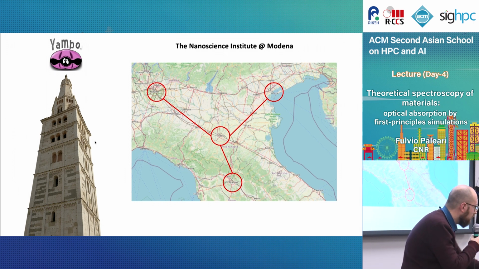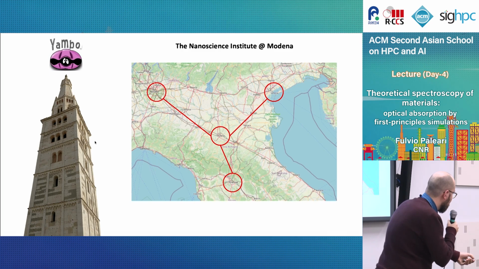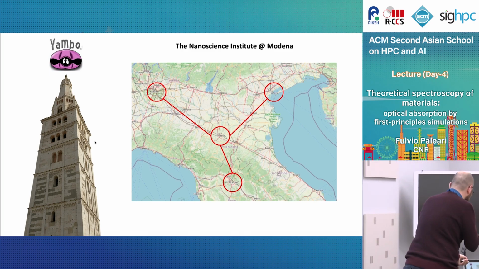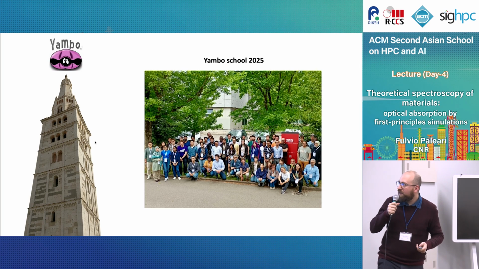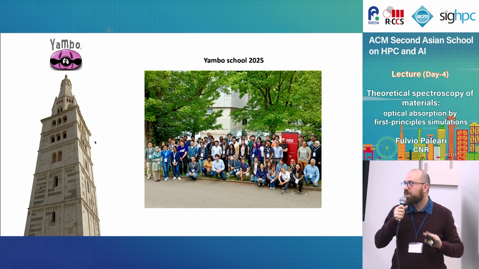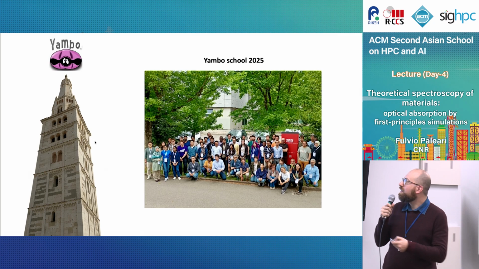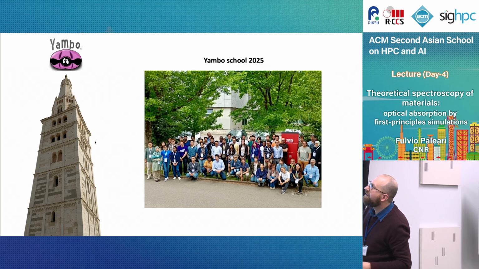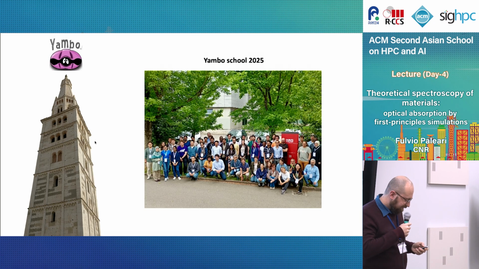And also, this is, I hope, okay. This is a picture of the latest school. This was a specific school about the Yambo code and about many-body calculations that we had in Modena last year. And so this is me, Daniele is here, all the other developers and the participants.